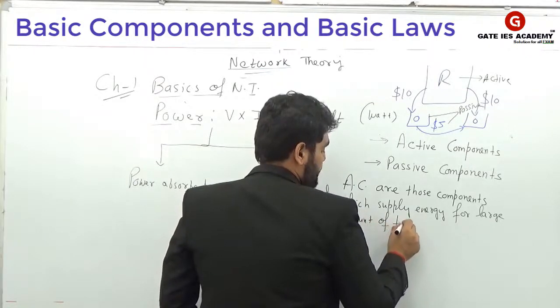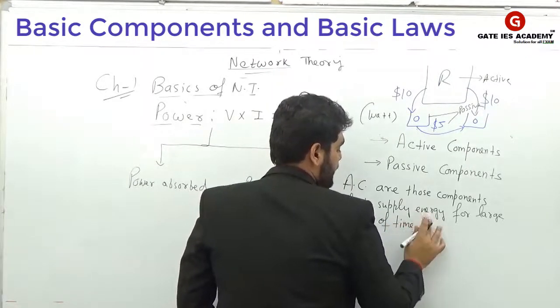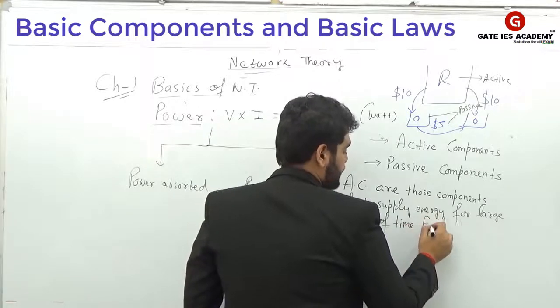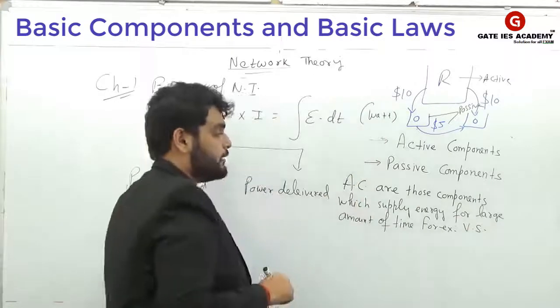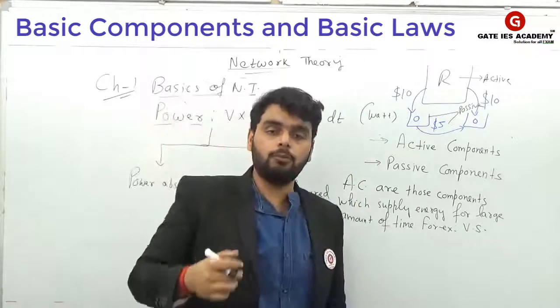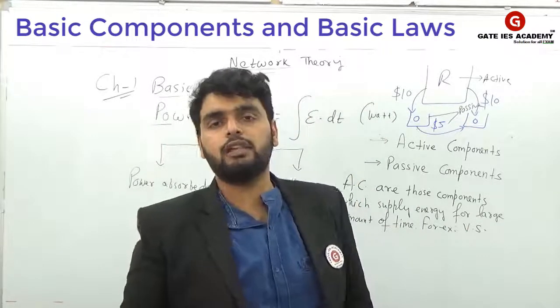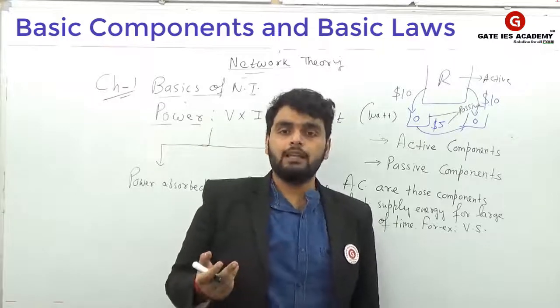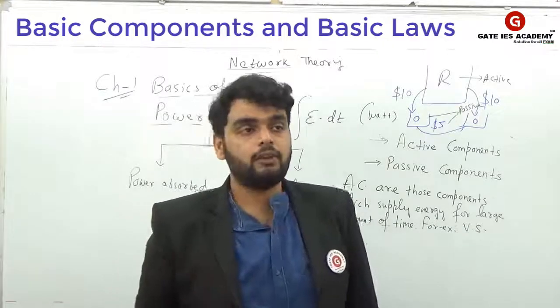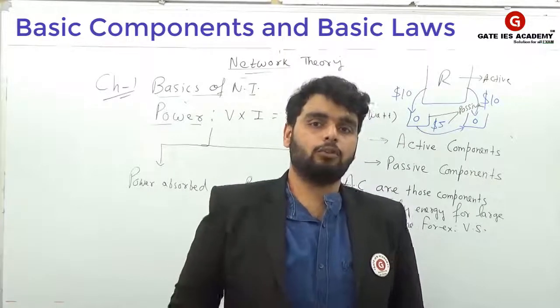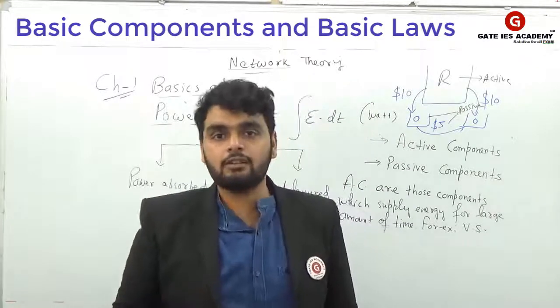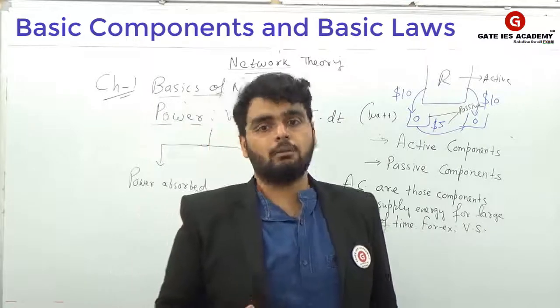Can you give an example? For example, a voltage source, and you can say your battery, not your phone battery, you can say the remote battery. You use the AA cell. When you put an AA cell in a remote, it will work. It will work for a large amount of time. Why? It will work for a year, for 6 months, which is a large amount of time.